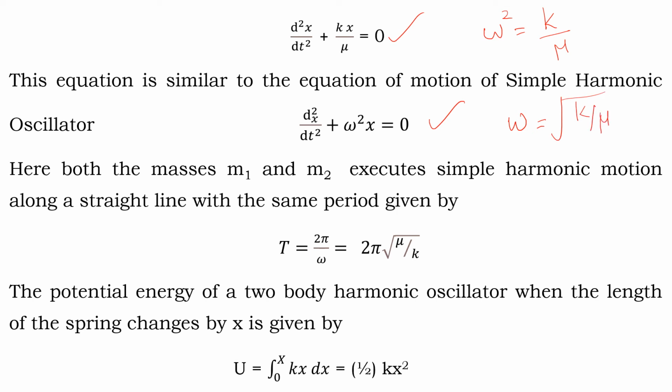Therefore, the period of oscillation of two masses connected by a spring can be written as T is equal to 2 pi by omega. But omega is root of k by mu. That is, T is equal to 2 pi into root of mu by k. This is the expression for the period of oscillation of two masses connected by a spring. And also the frequency can be written as f is equal to 1 by 2 pi into root of k by mu.